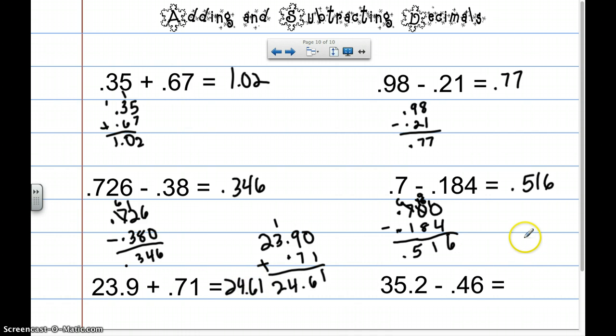Last one, I'm going to subtract. I have 35 and 2/10 minus 46 hundredths. And then I can still do some borrowing here. This is going to be a 1. This is going to be a 10. Then I can borrow from this place still. Even though there's a decimal, I can still borrow. And there's my answer, 34 and 74 hundredths.